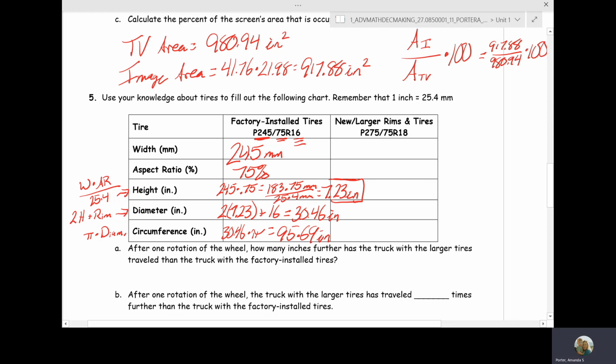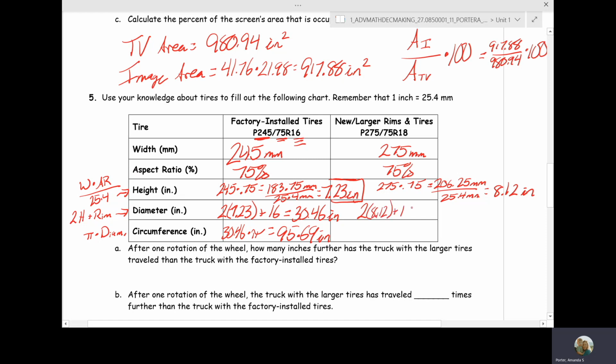Now, second column, same thing. So I'm going to do this a little quicker. 275 millimeters, 75%. So take that 275 times 0.75. I get 206.25. Again, that's in millimeters, so divide by 25.4 to convert. I get 8.12 inches.